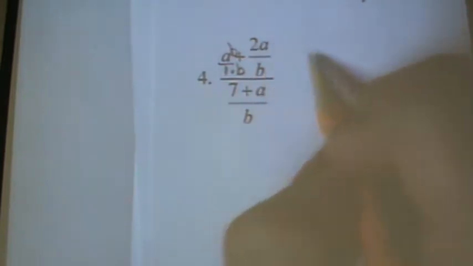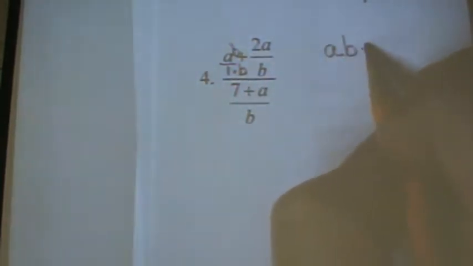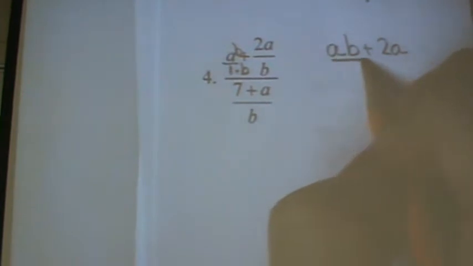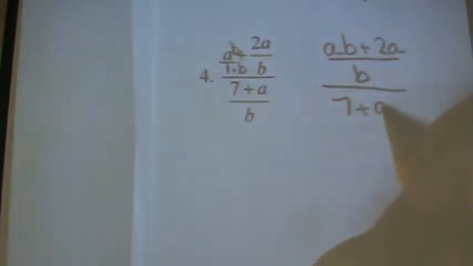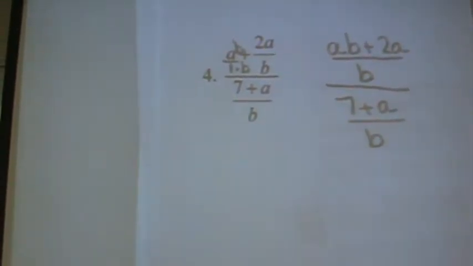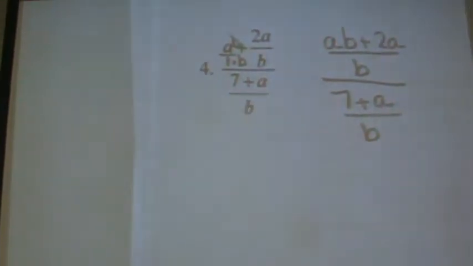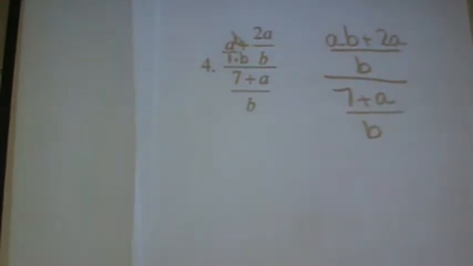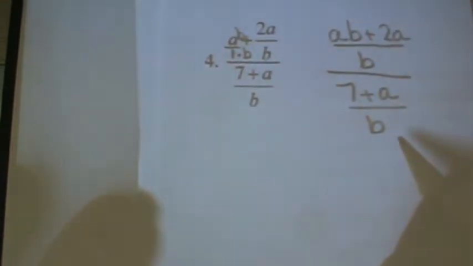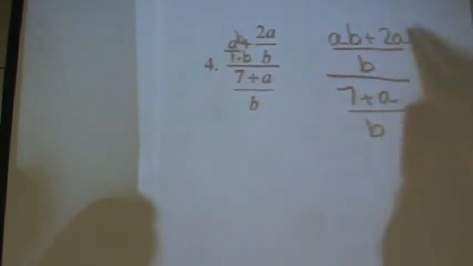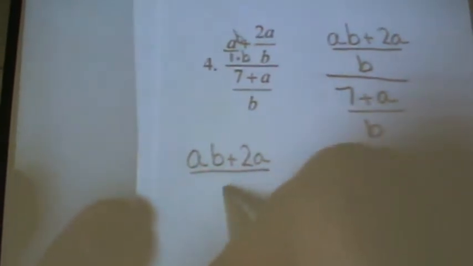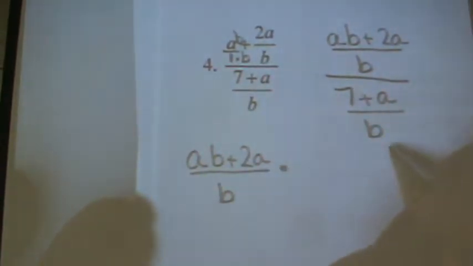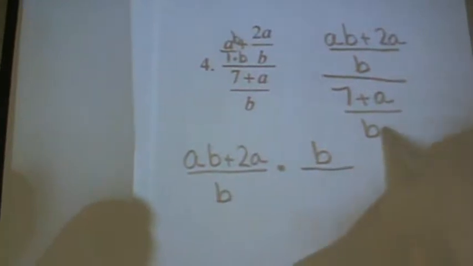So you have AB plus 2A over B. Good. And then you flip it at the bottom. Well, here, I'm just gonna write it out first. Just to catch up. Now, D'Angelo, now we're gonna flip what? B and then 7 plus A. So over here, AB plus 2A over B. This is where we get to flip. The B goes on top.